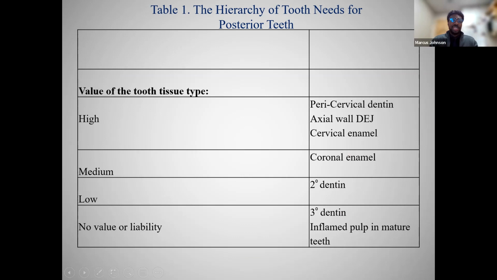And then we kind of go down here from medium and low. Let's see what low is. Tertiary dentin, all that dentin in response to inflammation, calcification. Tertiary dentin, excuse me, I think I said secondary. Tertiary dentin in response to inflamed pulp and just necrotic teeth. There's really no value or no liability. So we can go ahead and excavate that at will.